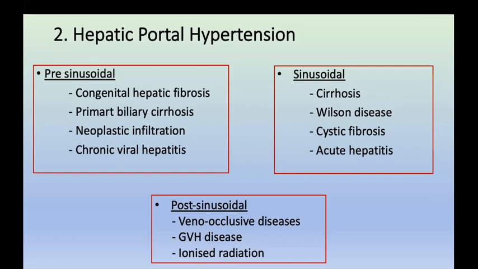And the last part would be post-sinusoidal, where it overlaps with the post-hepatic causes as well. We can consider veno-occlusive disease as one of the causes, a condition we see in children who have received chemotherapy or after bone marrow transplant, or there can be graft versus host disease. Or due to radiation, we might see portal hypertension from post-sinusoidal causes.